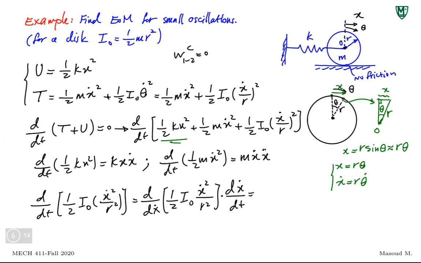dx dot dt is x double dot. Take the derivative with respect to x dot from this. Well, x dot squared becomes 2x dot, so the 2 and the 1 over 2 cancel each other out. This becomes I-O x dot over r squared times x double dot.